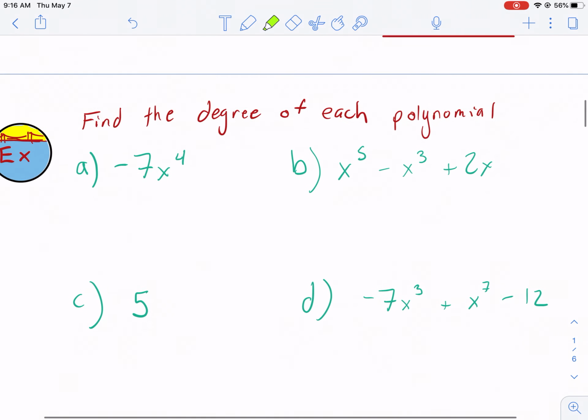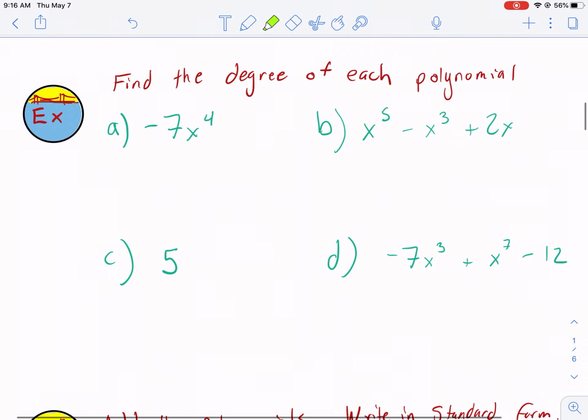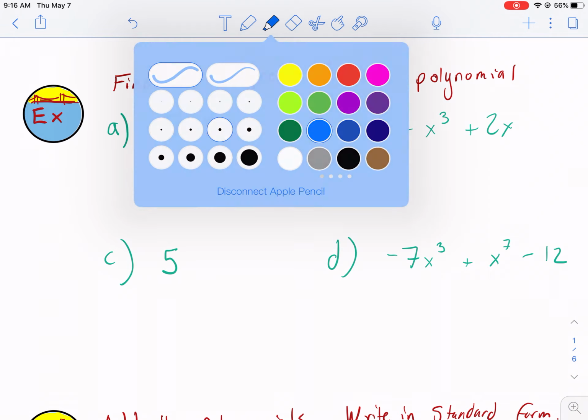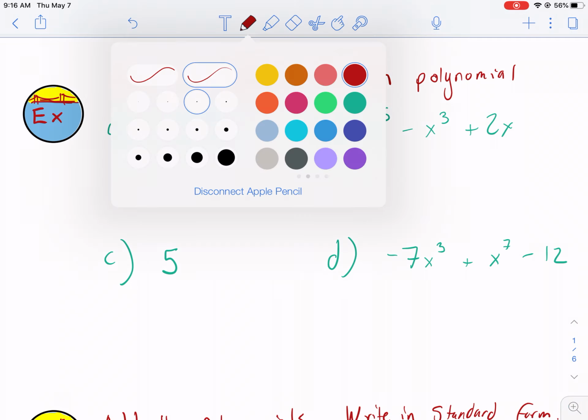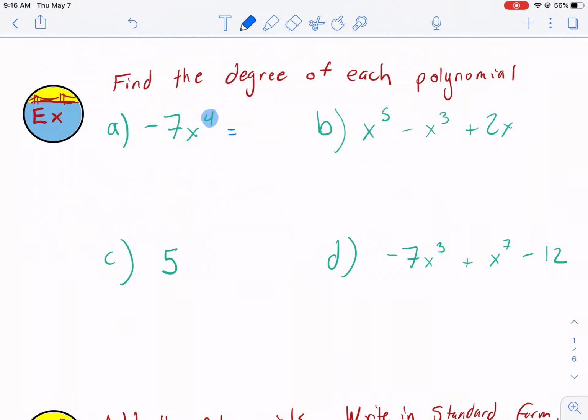So now that we got the basics, let's go over some examples. It says find the degree of each polynomial. So this part's pretty easy. We're just going to be looking at the different polynomials here and looking for the biggest exponent. So here we see a 4. So this is going to be a 4th degree.